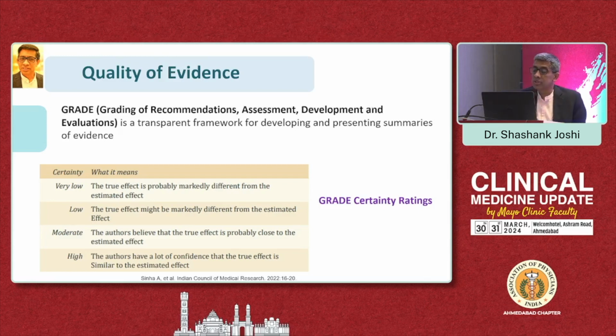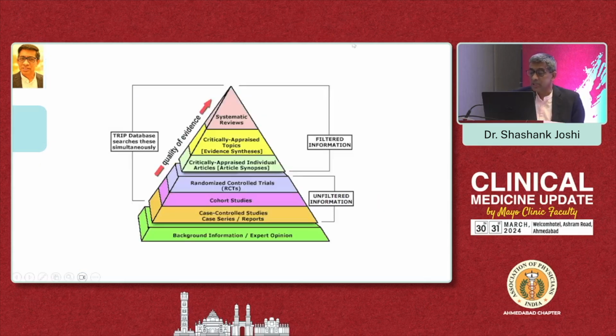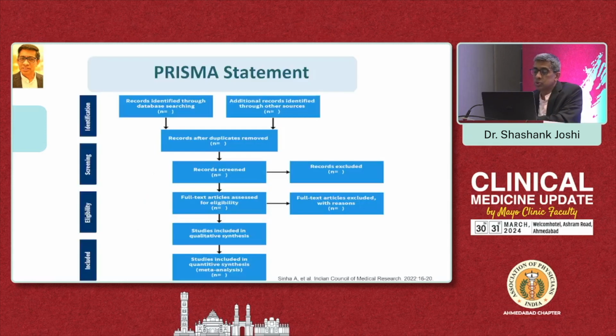The Grading of Recommendations Assessment, Development, and Evaluation is a very transparent framework for developing and presenting summaries of evidence: very low, low, moderate, or high. And I think it's very crucial. So clearly, when we look at filtering information from background to case control and case series to cohorts to RCTs, we are moving the grid from unfiltered information to filtered information. And we are looking at a hierarchical increase in quality of evidence. And the TRIP database searches this simultaneously, and we move from an unfiltered space to a filtered space.